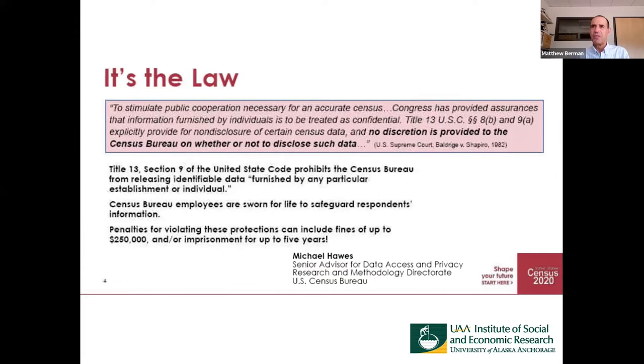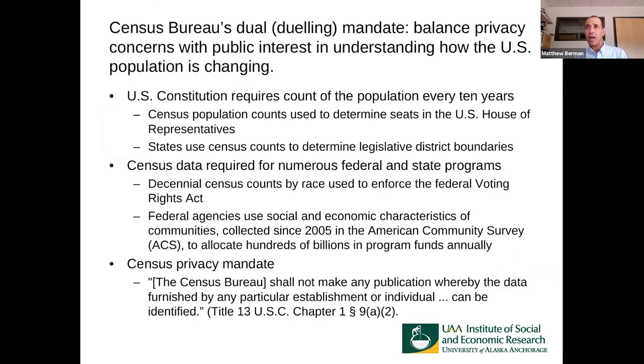And so it's important to know here the law that the Census Bureau is operating under, which is basically whatever you say to a Census Bureau enumerator is confidential for 70 years, regardless of the contents. And so the census has this dual mandate because the Constitution requires an accurate count of the population every 10 years. And that number is used for congressional redistricting and state redistricting. It's also subject to challenge under the Voting Rights Act, which needs to know the race counts. And census data is required for lots of federal and state programs, and hundreds of billions of dollars are allocated around the country annually, including billions just in the state of Alaska.